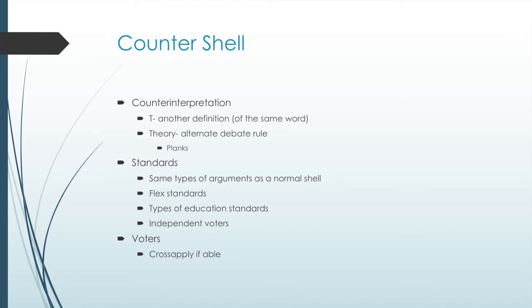Another thing that you want to do here is that if, for instance, you went for a type of education standard, you want to do your weighing between education and fairness here as well. So you can say cross-apply the education voter off of my opponent's shell, and education comes before fairness for 3 reasons. That way you're getting ahead of the weighing debate that can happen on the voters. So that's the details of what a counter shell looks like. That's the counter-interp's method of approaching answering theory.